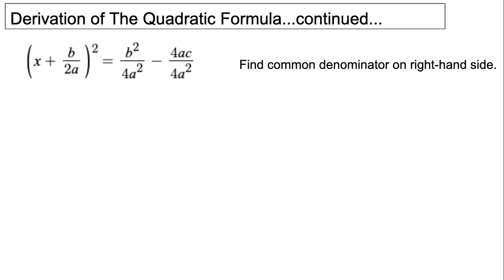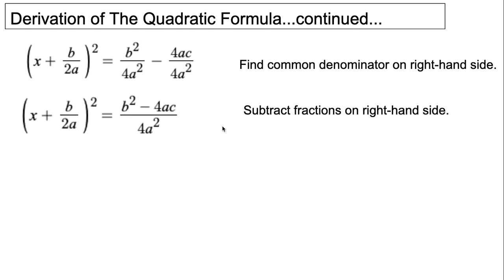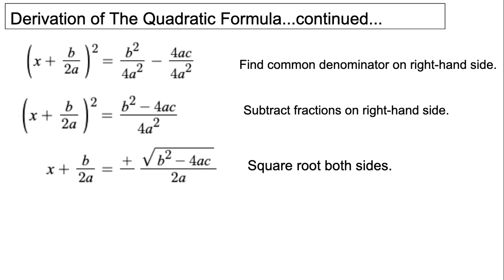So the first thing I did was find a common denominator. And now I can actually do that fraction subtraction on the right-hand side. And you're starting to see the formation of some familiar pieces of the quadratic formula, I'm sure. And so I think I'm ready now to take the square root of both sides of this thing.